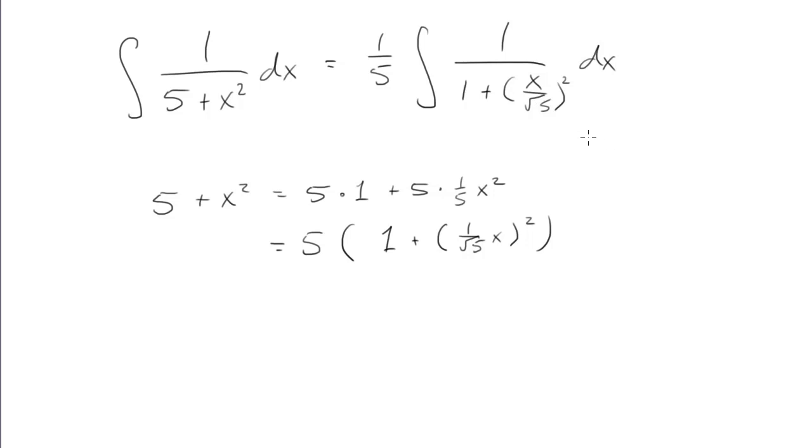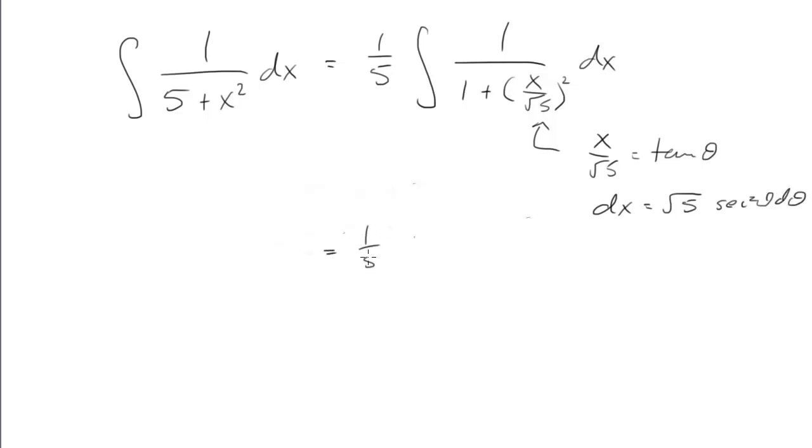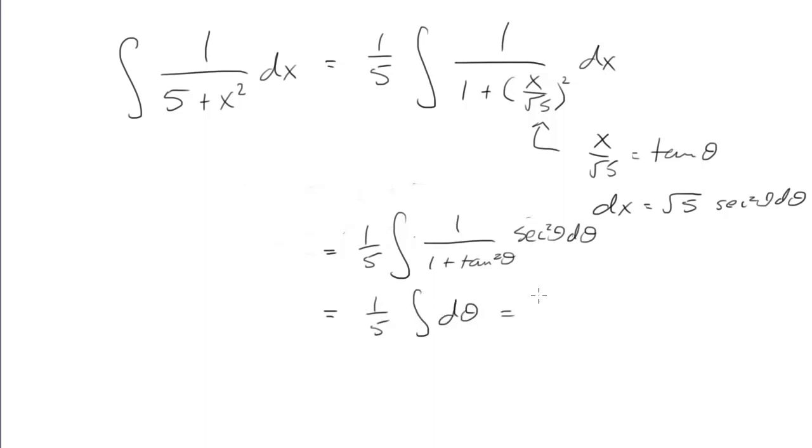X over root 5 is tangent theta. Take the differential. One plus tangent squared is secant squared. Inverse tangent to get theta.